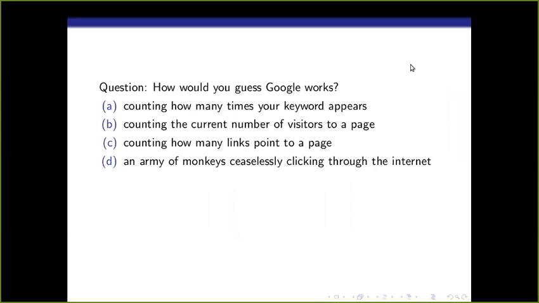Okay, so let me begin this presentation with a question. Before I tell you how Google works, I would like for you to guess. Here are 4 options. Does Google just search through pages and look for how many times your keyword appears? Or does it count the number of visitors who are currently at this page? Does it count how many links are pointing to the page? Or does it work by employing an army of monkeys who are ceaselessly clicking around through the internet to find your page? So go ahead and take a guess.